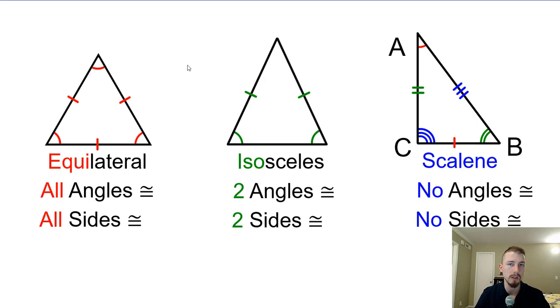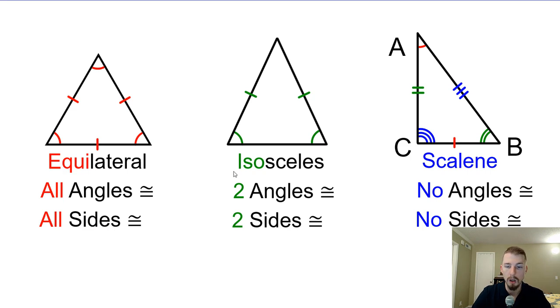This kind of leads us into just some markings in triangle inequality theorem. So here, if I have an equilateral, equilateral literally means equal sides. So all 3 sides are going to be equal. That also tells us that all 3 angles are going to be congruent as well. So on an equilateral triangle, all the angles are congruent and all the sides are congruent as well.